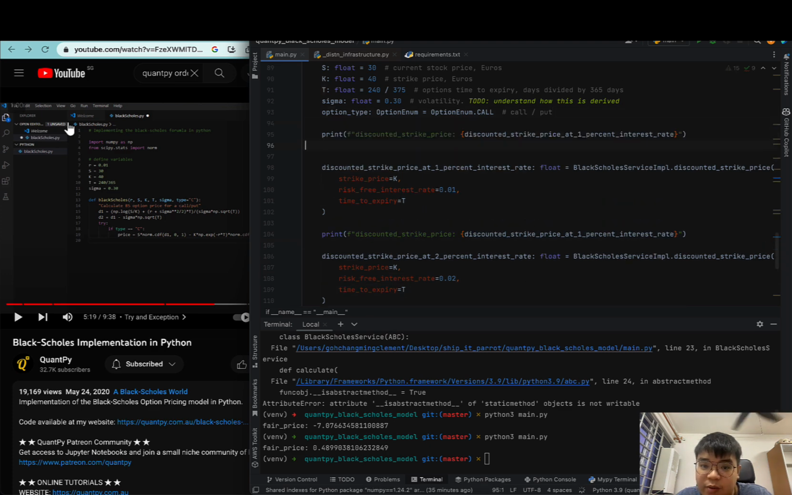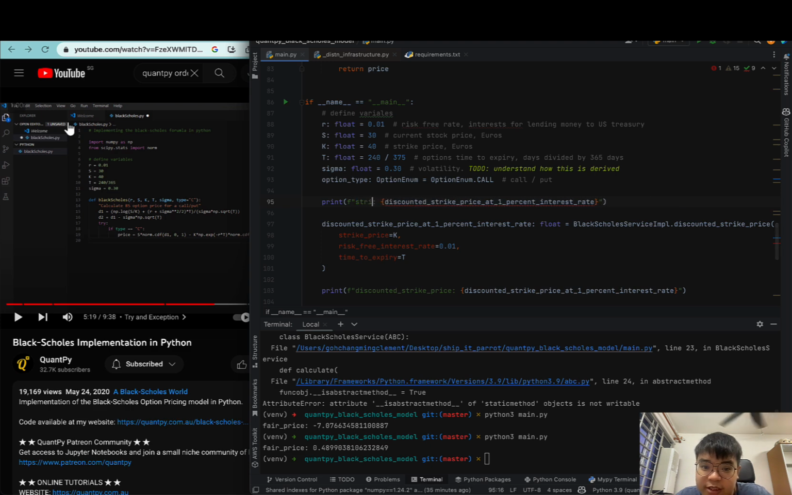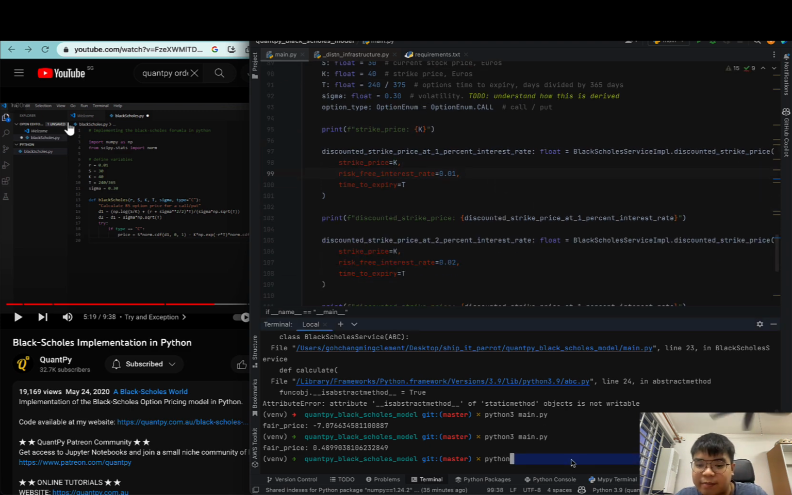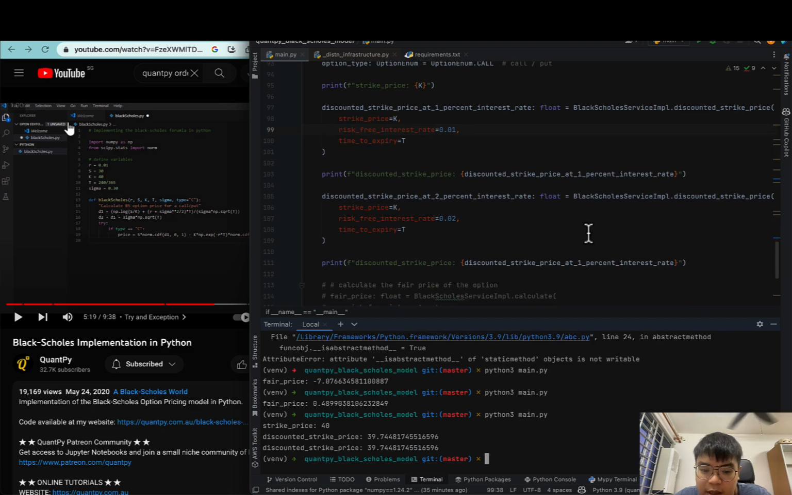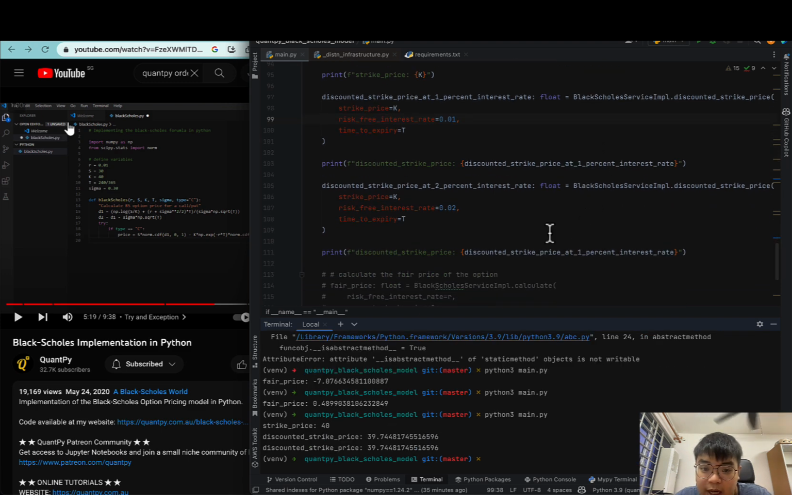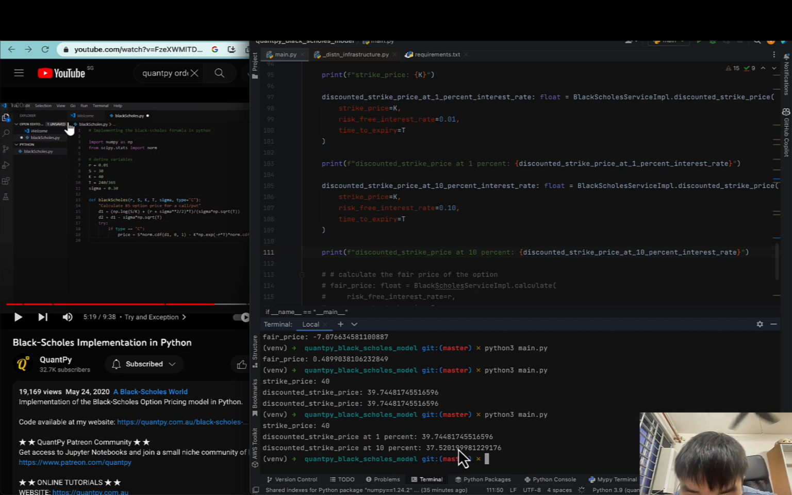And let's say we want to know how the strike price has changed versus the discounted strike price here. Let's print out K here. And now if you run python3 main.py, oh, I can hardly see the difference. Let's make it more dramatic. Let's try printing it out at like 10% here in this case. We can see that the discounted strike price at 10% risk-free interest rate is much lower.